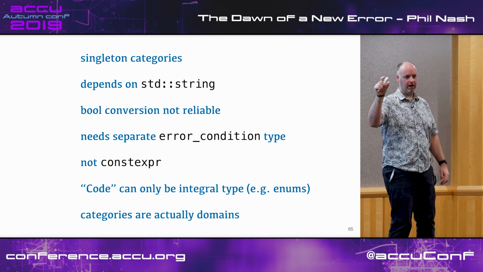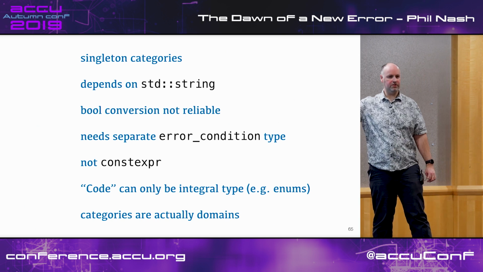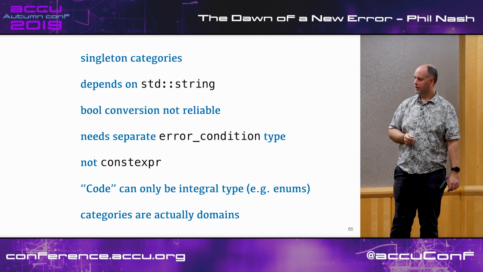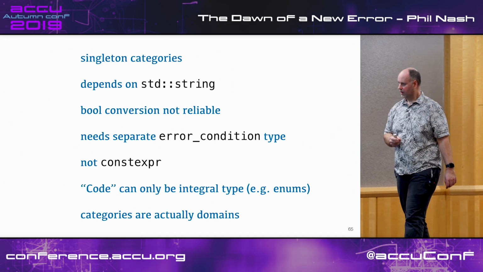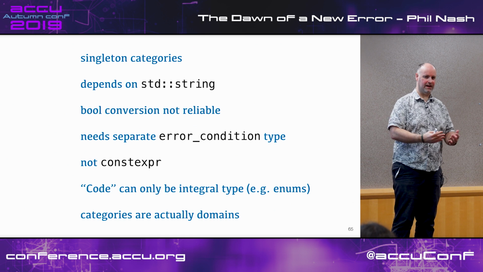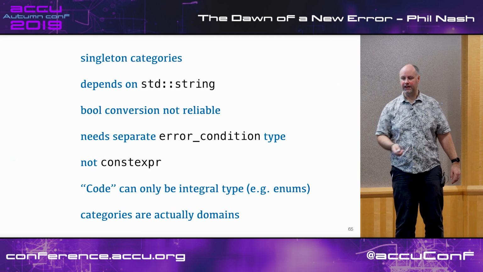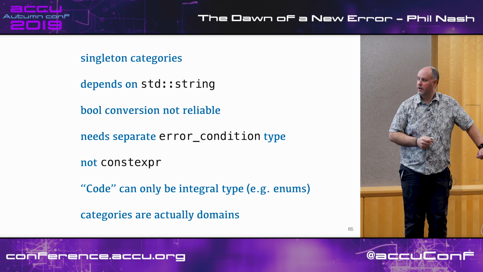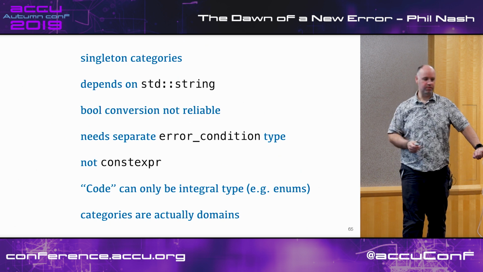That code, the error code, is just an integer. So it can only be an integral type, which is fine if you just want to map it to an enum, but you may want something richer there. The last one: we said that categories are actually domains. It's probably a little bit easier to understand domains, so why don't we just call them error domains? It's a minor thing, but we're looking at all the problems, so we'll list that as well. So that's the set of problems that this new proposal aims to address, each one of these.